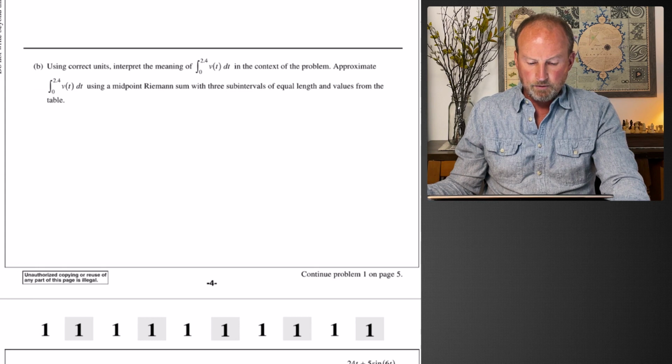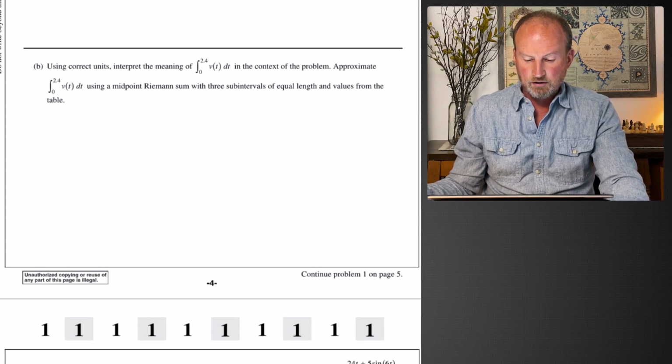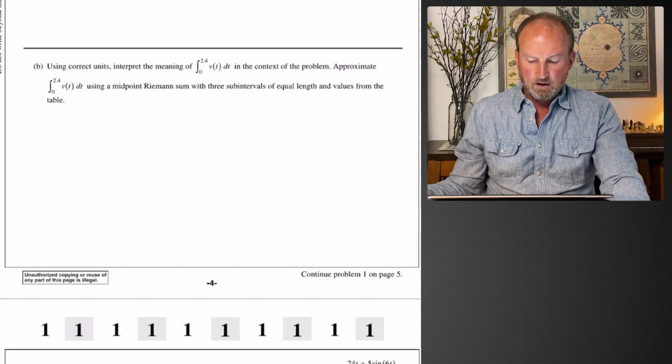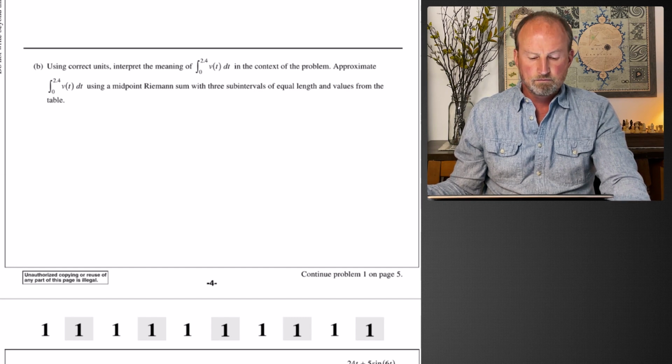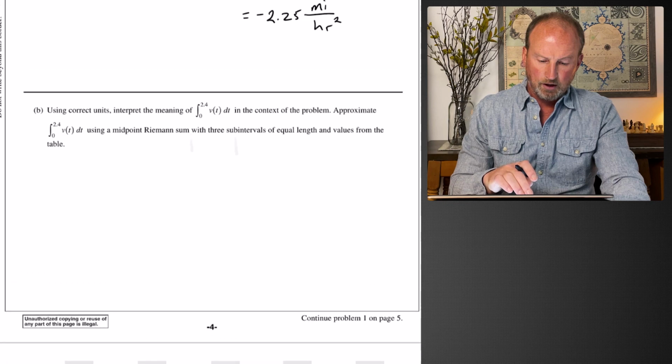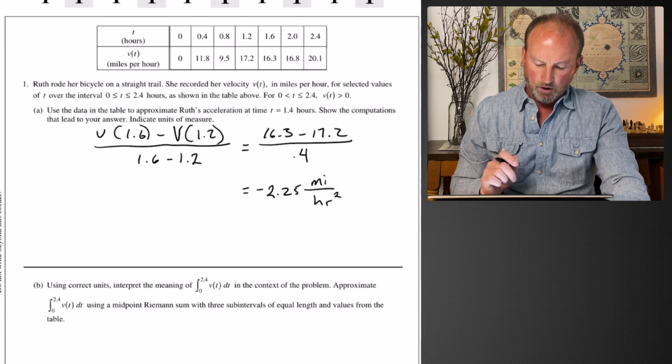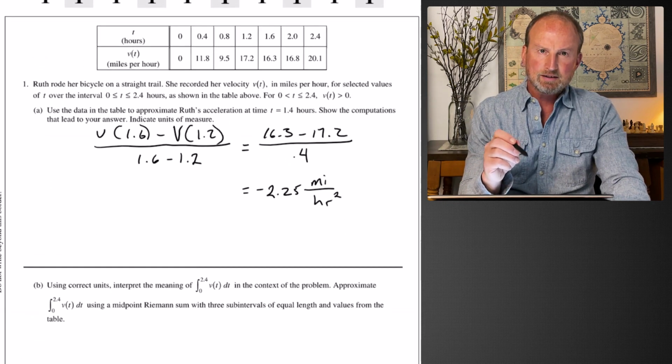Question B. Use correct units to interpret the meaning of the integral from 0 to 4 of the velocity v(t) dt. Do it in context of the problem. So let's just find the answer, and then we'll use that to interpret. Now we're going to approximate the integral using a midpoint Riemann sum with 3 subintervals. So I'm going to cruise back up here.